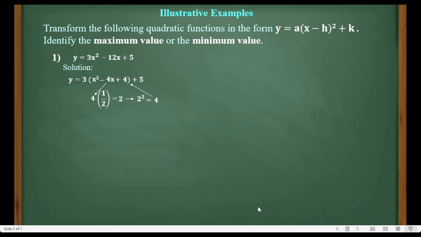Now, for this equation to be restored to its original form, whatever we did inside the parentheses, we need to counteract. So in this case, what number did we put? 4.